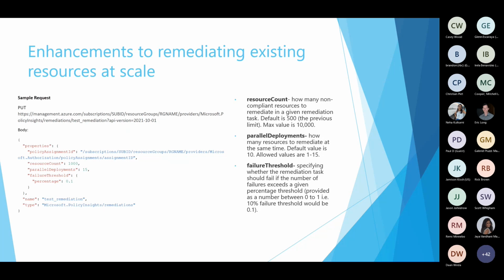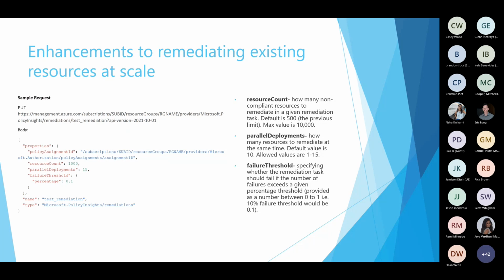It was part of an effort to improve our safe deployment process of policies and policy definitions and assignments. So within the remediation task, we added 3 properties: resource count, parallel deployments, and failure threshold. So resource count, we have increased the number of resources you can remediate. Before this change, it was at 500, and right now the max value is 10,000 resources. And you can select a range between 0 to 10,000 for however much you want to remediate.